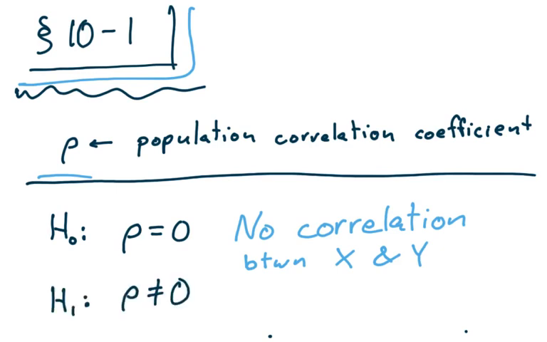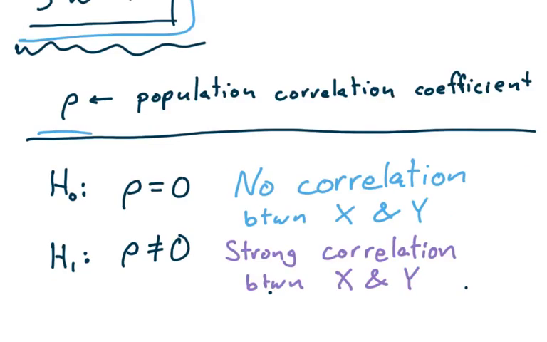And here the alternative hypothesis, H subscript 1, is going to be of the form of a two-tailed test. It is simply rho is not equal to 0. This means that there is a significant correlation between the two variables in this column. So there is a strong correlation, or I should say significant, but that's too hard to spell.